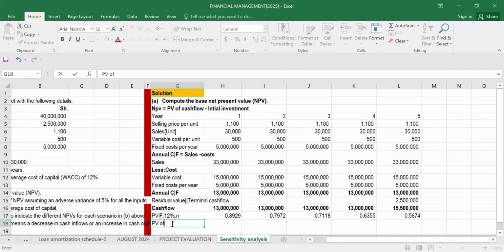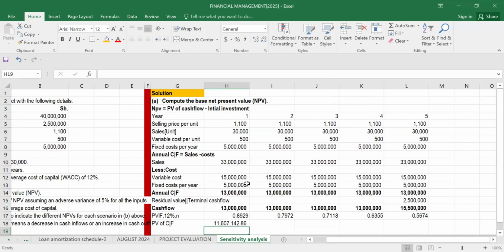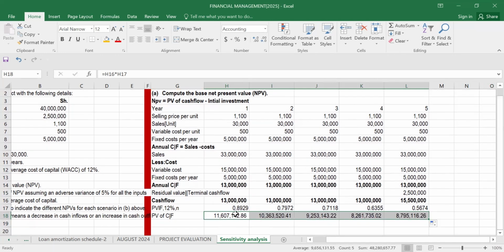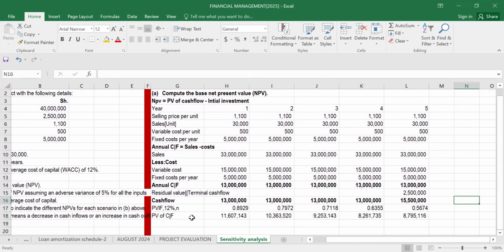Present value of cash flows. So how do we get the present value of cash flows? We take our annual cash flow, this one, times the present value interest factor, this one. We enter, and then we basically apply our formula up to the last one, up to year 5. And I think we can equally work with these ones to the nearest whole number. We can reduce those decimals to the nearest whole number like that. Now, having this, what we need to do then is to get the total present value of cash flows.